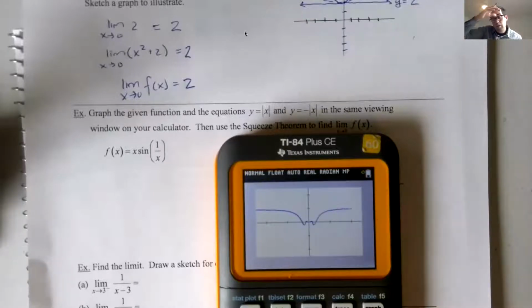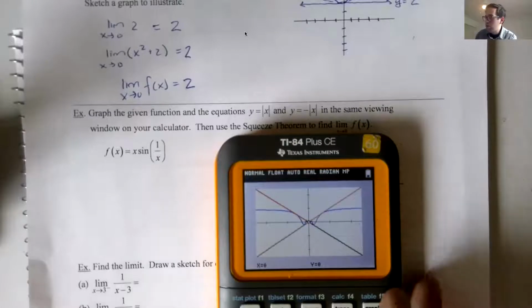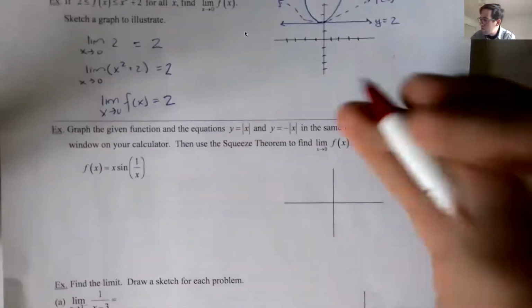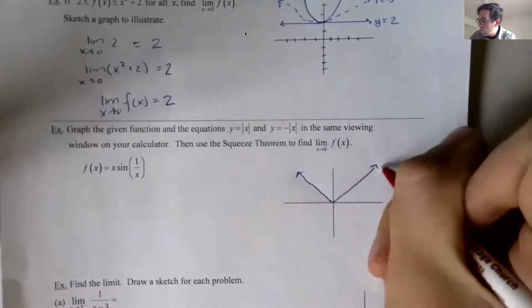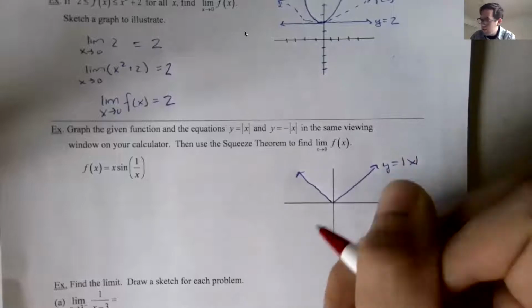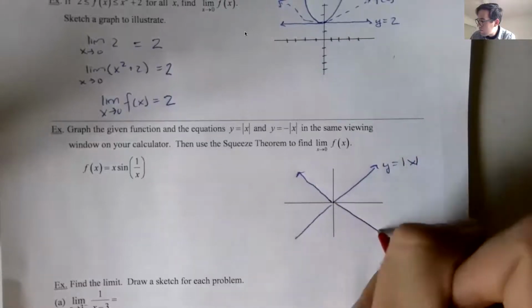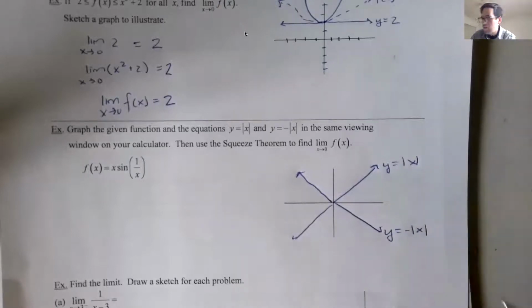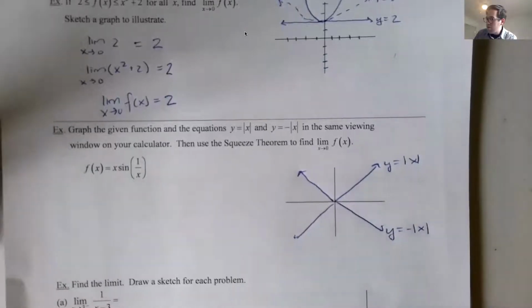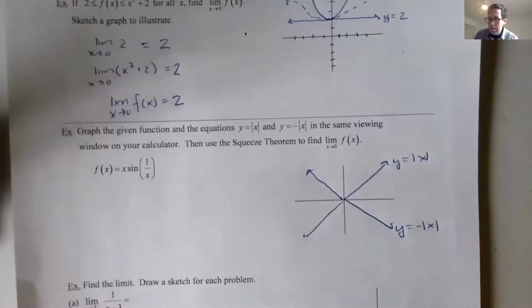All right, so a bunch of weird stuff going on right at the origin. We're going to see if we can force the squeeze theorem to apply here. So first I'm going to do a rough sketch of this. We've got this up here, which is our absolute value of x. And then we've got this down here, which is our absolute value of x with negative in front. And then we have our function. So I'm going to break this down into pieces.